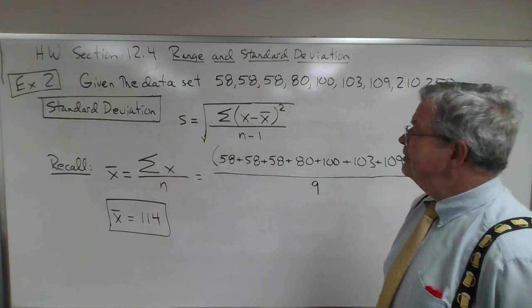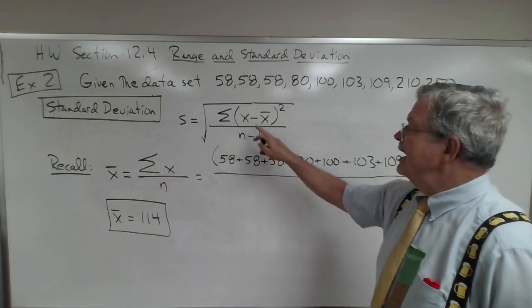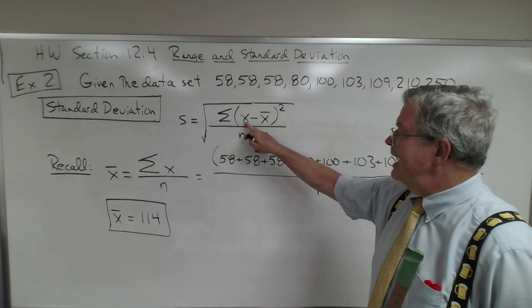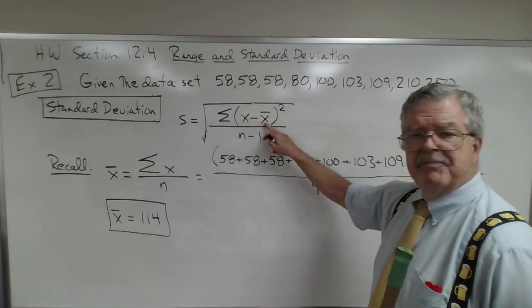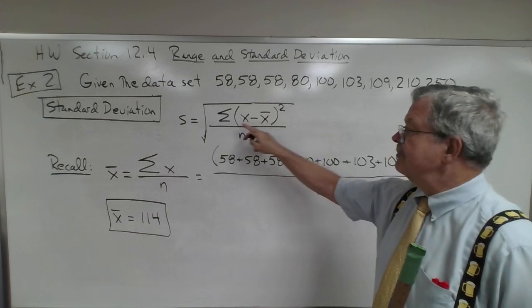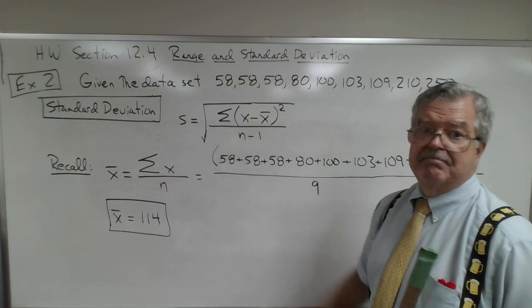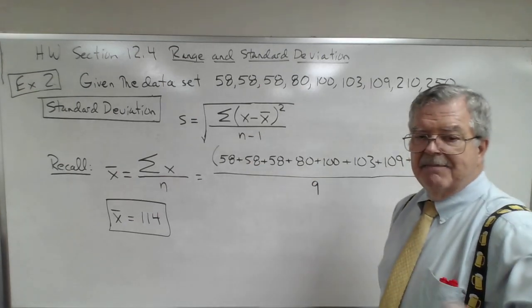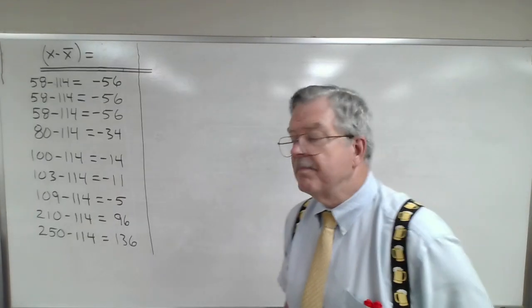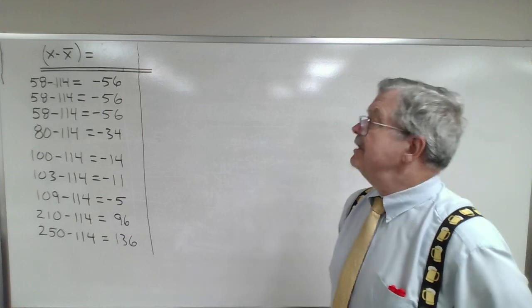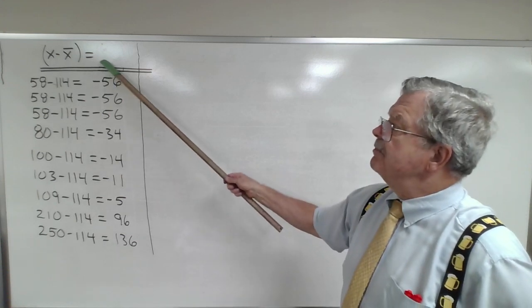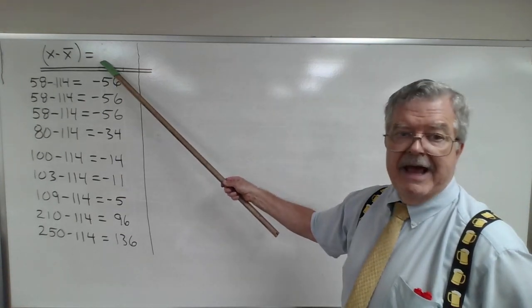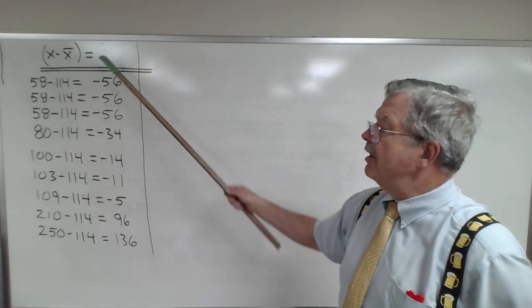Now, what do we have to do next? We have to take the difference of each data value with X bar and square it and add them all up. Okay. For each of our data values, we computed X, the data value, minus X bar.